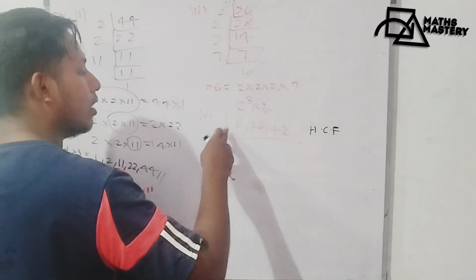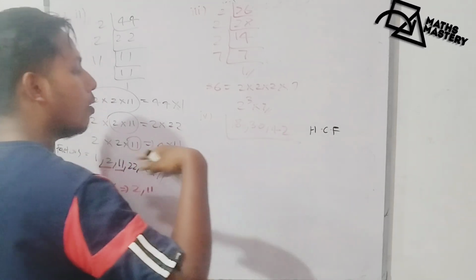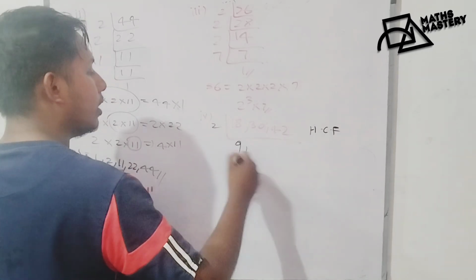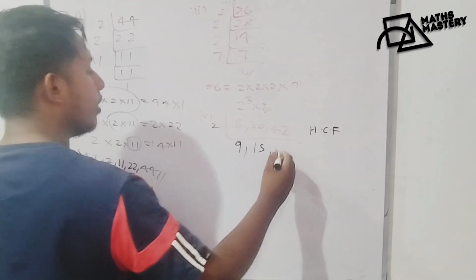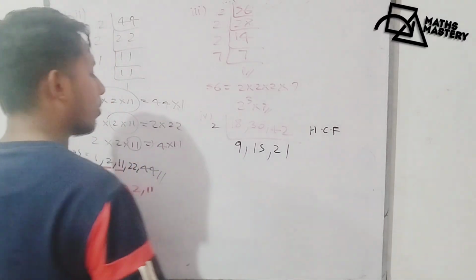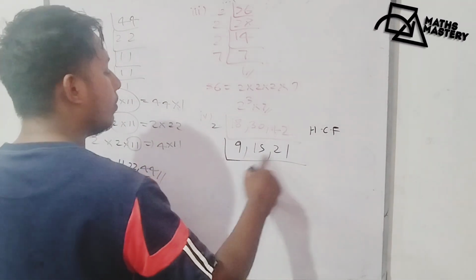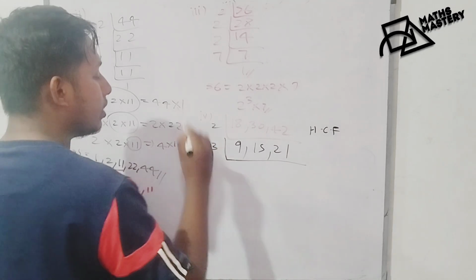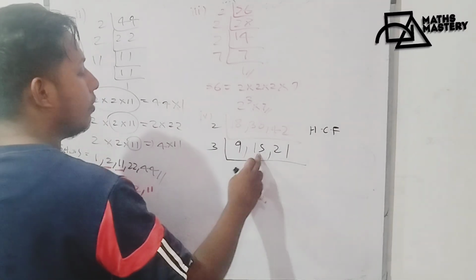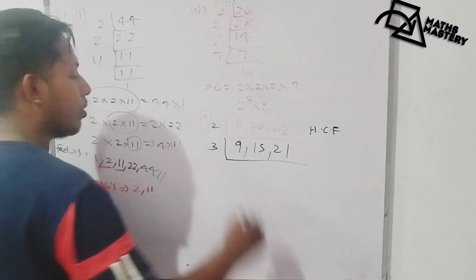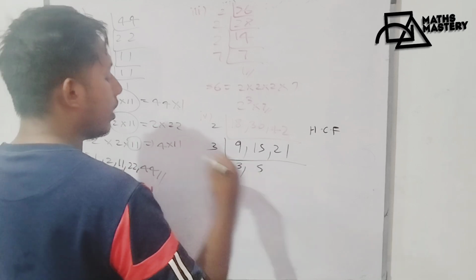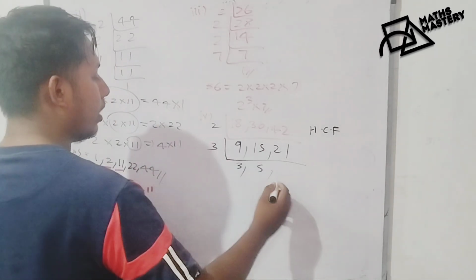Now you can see 18, 30, 42. All three numbers are divisible by 2. So divide 18 by 2, you get 9. 30 divided by 2, you get 15. 42 divided by 2, you get 21. Now the next numbers, 9, 15, 21. You can't divide them by 2, but you can divide by another number, which is 3, because 9, 15, 21 are multiples of 3. So 9 divided by 3 is 3, 15 divided by 3 is 5, and 21 divided by 3 is 7.